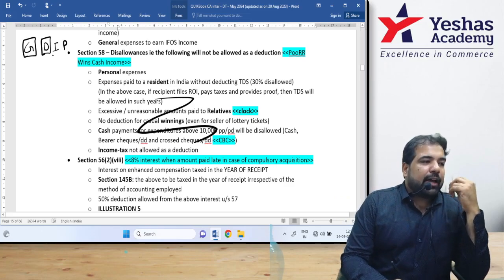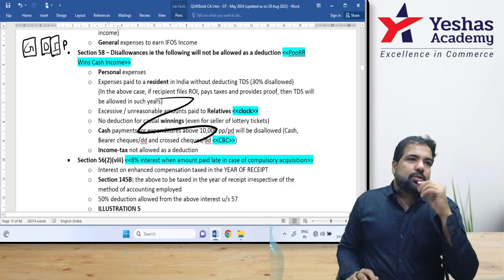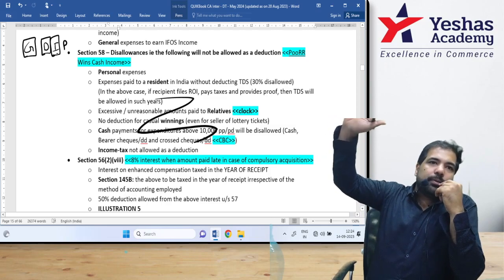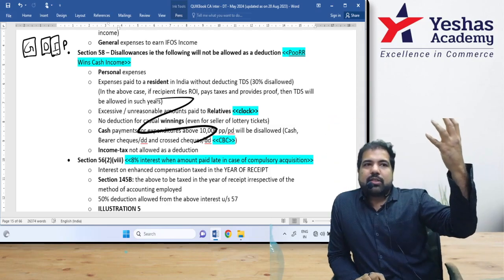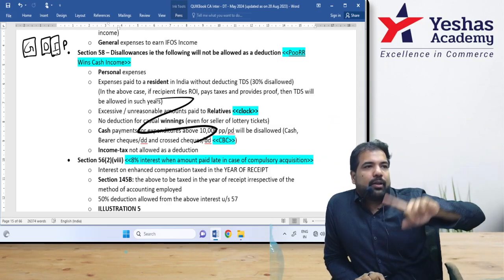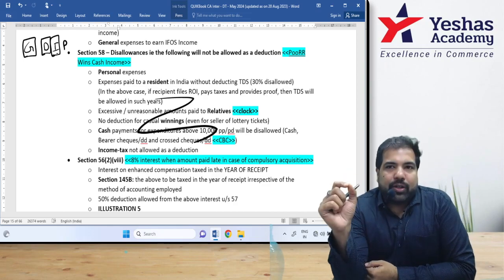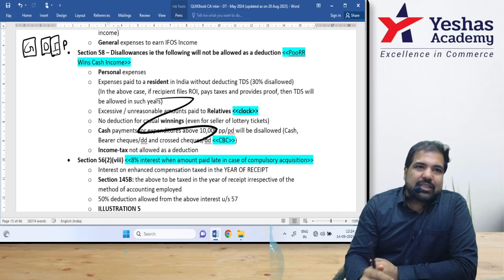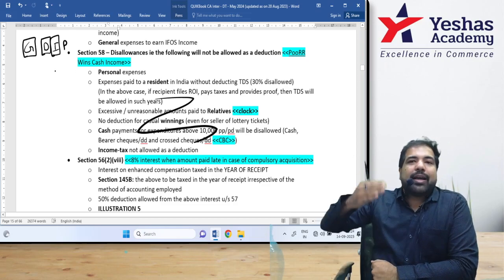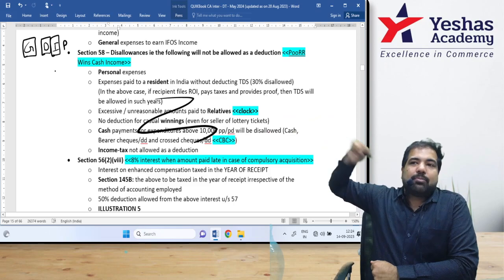Next, guys, did someone take your house? How many crores did you want? 5. But they paid you how much, guys? 4. Then did you fight for it? And they paid you how much extra? 1. But because they delayed, guys, will they pay you interest? That interest is taxable under IFOS. But guys, it's 4-5 years of interest. But taxable in which year?